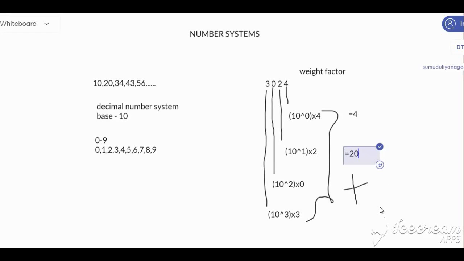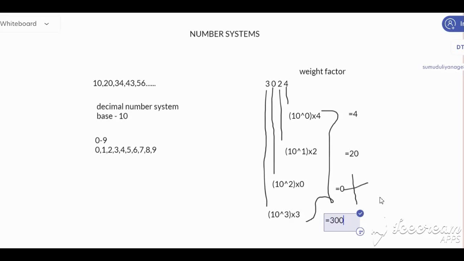In the same manner you can do it here. 10 to the power 2 is 100, and any number multiplied by 0 is 0. It's really obvious. And 10 to the power 3 is 1000, and when it is multiplied by 3 the value is 3000, right?